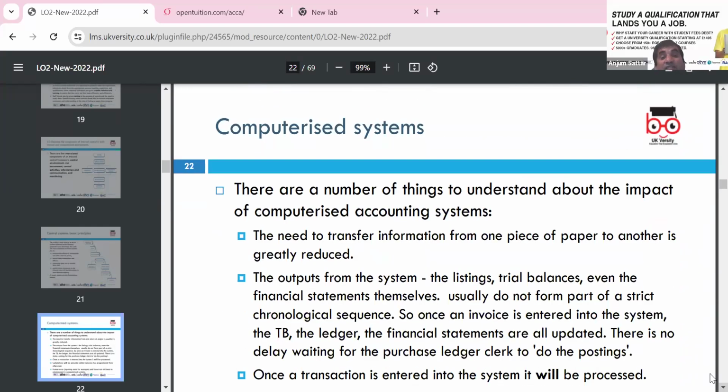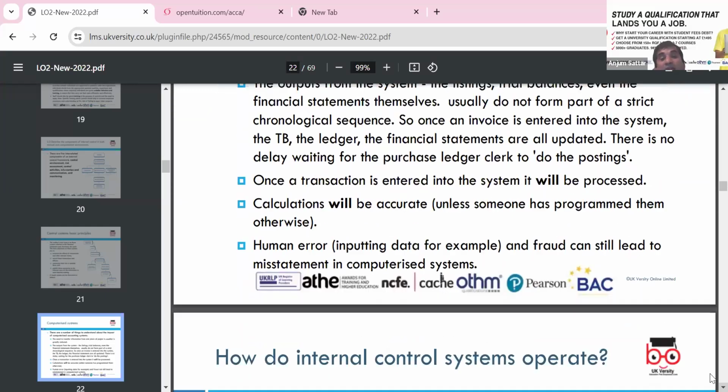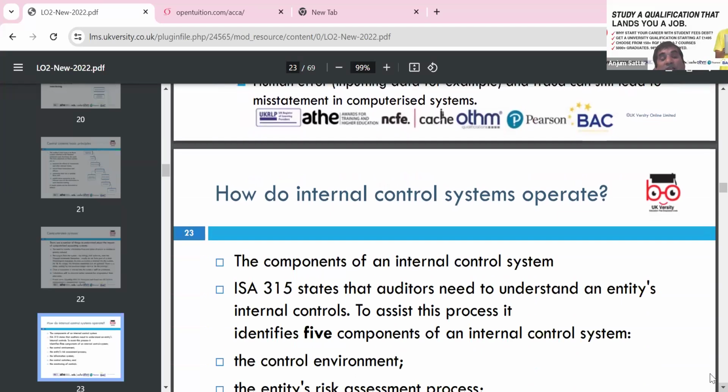Computerized accounting systems: there are a number of things to understand about the impact of computerization. So when you do audit and assurance, we need to understand the computerized system and how it works. Like if you're using Xero, look at your dashboard, which is always showing the transactions. But when you look at the back end, how these graphs and other figures are being calculated, and we can always tally the balances, the calculations are accurate, those are programmed, without human errors.